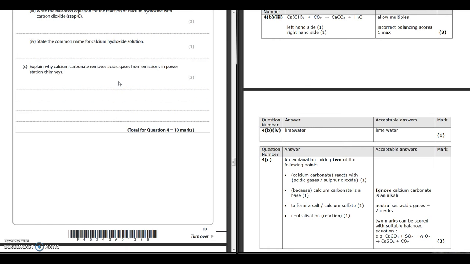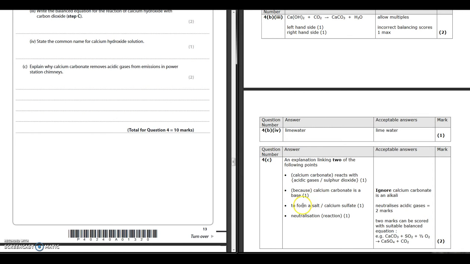The impurity in fossil fuels is sulfur. The sulfur burns in oxygen to make sulfur dioxide. Sulfur dioxide is going to react with the limestone because it's an acidic gas, and the limestone is a base. Why is it a base and not an alkali like it says here? It's not ignoring alkali. Alkalis dissolve, bases don't. Lime water doesn't dissolve, so it's a base.